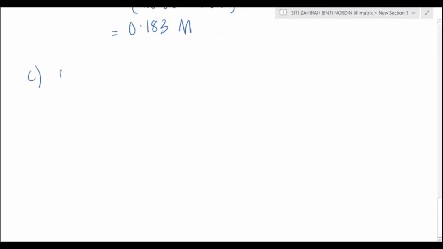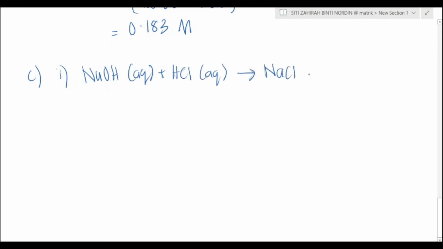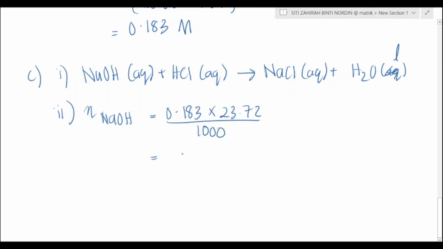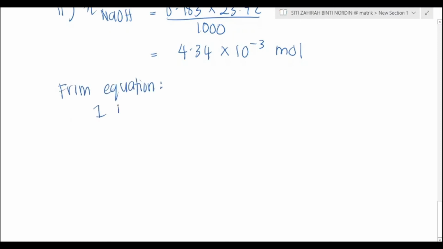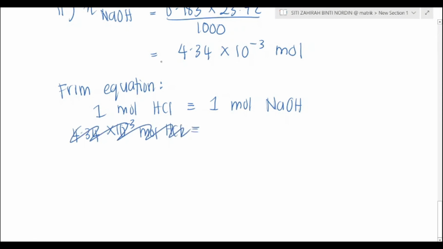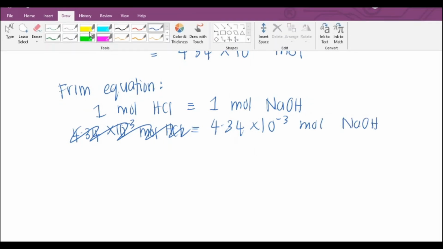For part C, the first thing first, you need to figure out the balanced equation between sodium hydroxide and hydrochloric acid. So the product would be NaCl plus water. Second thing is to find the molarity of sodium hydroxide. First, we've got the molarity already from part B. So 4.34 times 10 to the power of minus 3 mole. From equation, 1 mole of HCl is equivalent to 1 mole of sodium hydroxide. So the mole of NaOH is 4.34 times 10 to the power minus 3 mole. So the mole for your HCl would be the same as well.